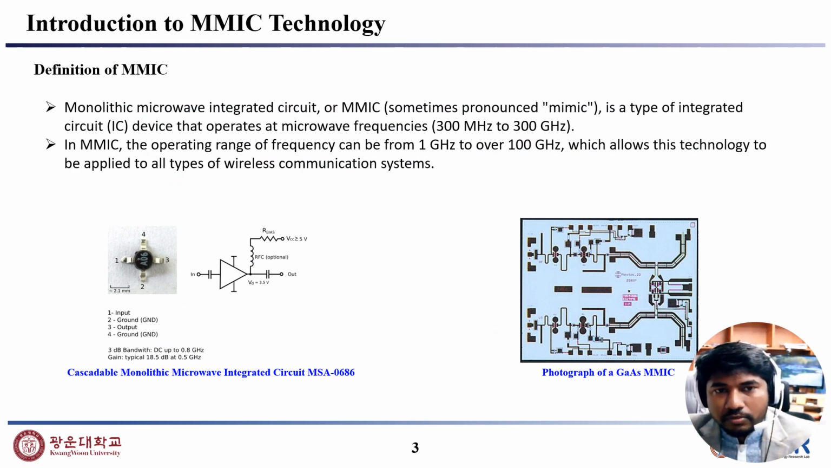So first of all, what is MMIC? Monolithic microwave integrated circuit, or MMIC, is a type of integrated circuit device that operates at microwave frequency. In MMIC, the operating frequency range can be from 1 gigahertz to 100 gigahertz, which allows this technology to be applied to all wireless communication systems. Here you can see two pictures of MMIC.